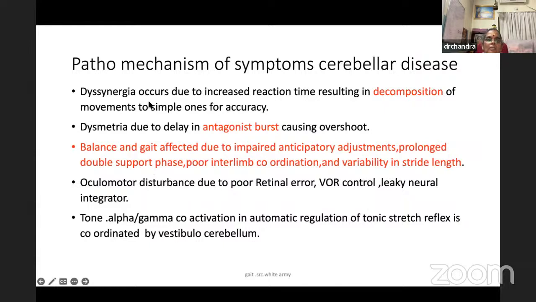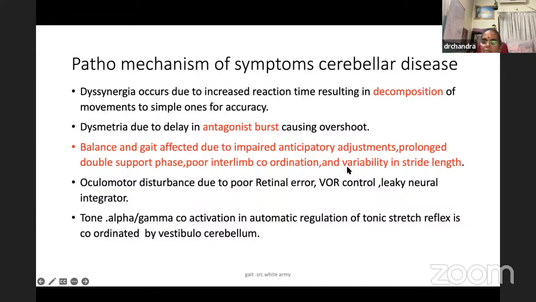In cerebellar disease, you have decomposition of gait. We have discussed this in the session on the cerebellum in detail: how dyssynergia happens, and dysmetria due to delay in the antagonistic burst, that is the nucleus emboliformis. Balance and gait are affected due to impaired anticipatory adjustment. We saw that anticipatory adjustments are there, and unanticipated adjustments are there. If anticipatory adjustments are impaired, there can be an abnormal double support phase and poor limb coordination.